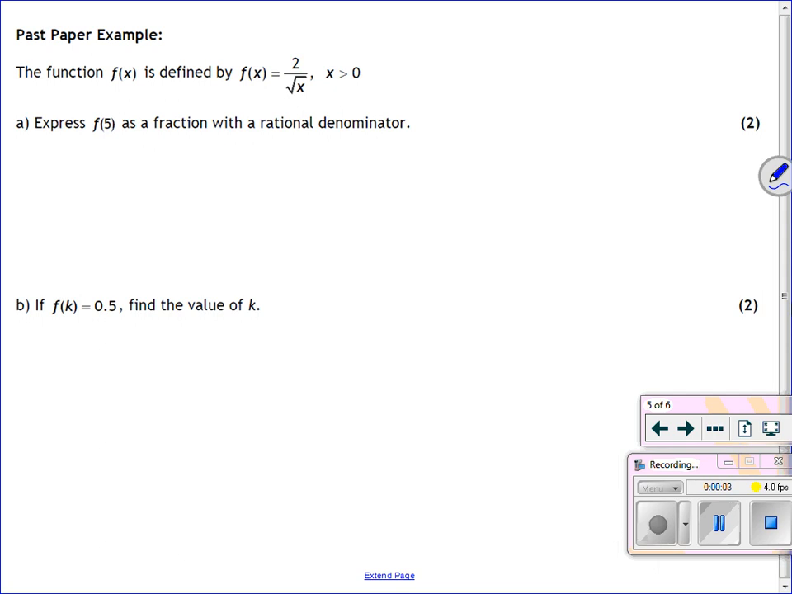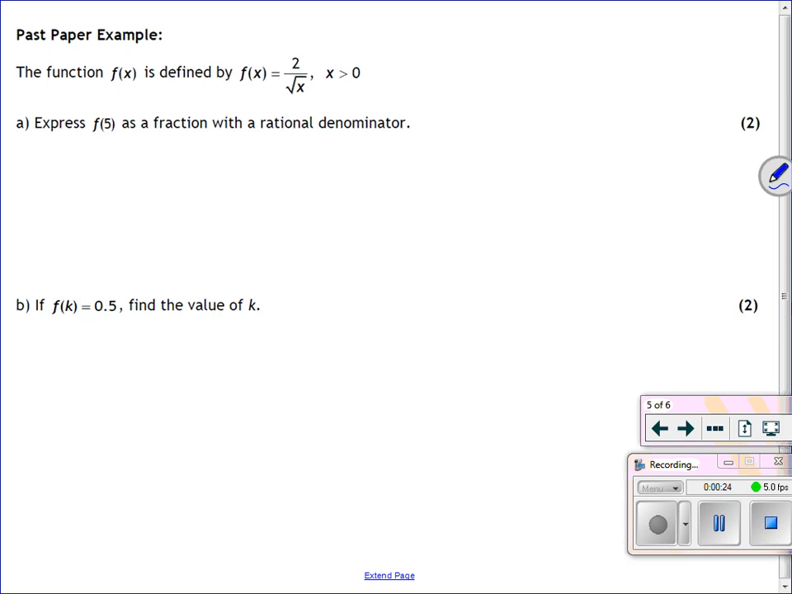Okay, finally we have a past paper question here for you. Now, function questions are very common to get asked. They get asked every single year in the National 5 exam. So I picked out this past paper question just to have a wee look at. Altogether, it's worth 4 marks.